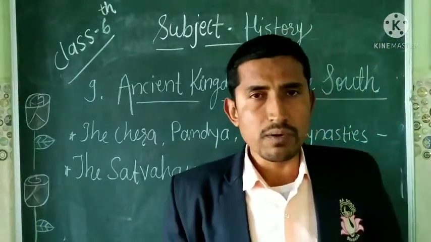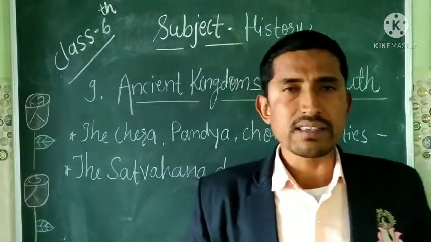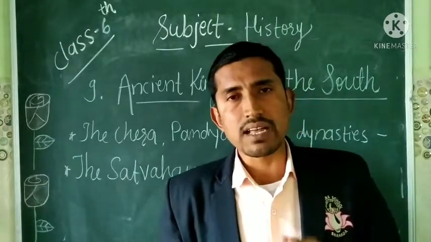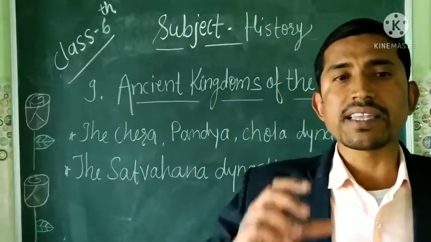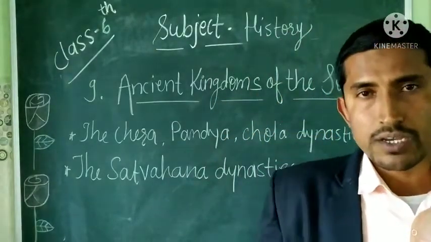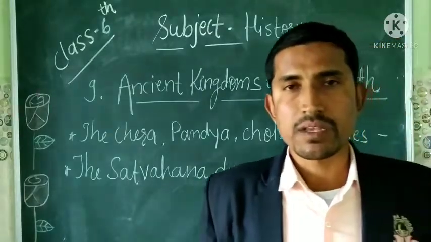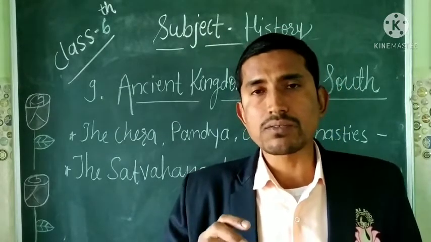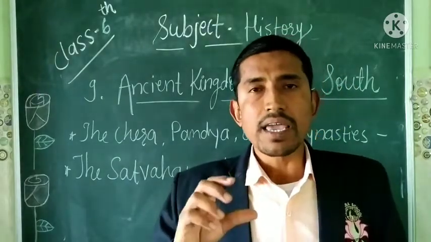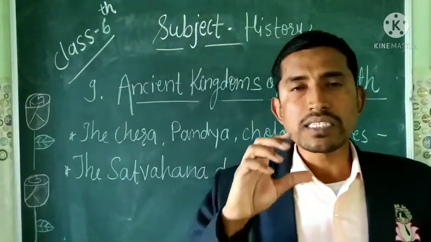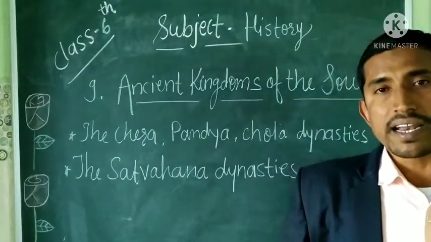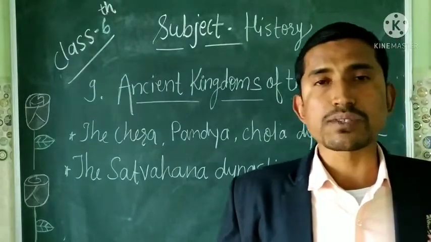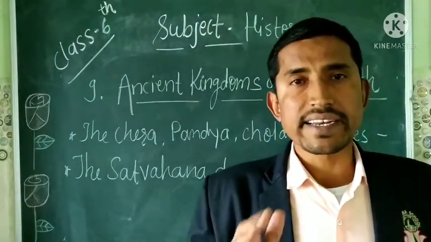Now we have to see about the coins of the Satvahana kings. The coins of the Satvahana kings bear the images of ships. You can see it in the picture. So the Satvahana coins bore the images of ships. It means that they were using ships to carry out their trade.